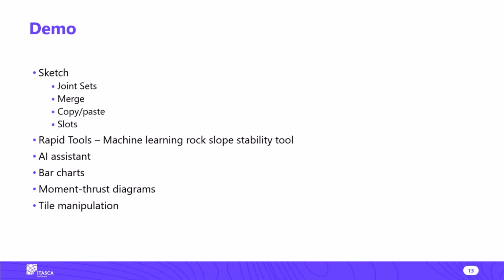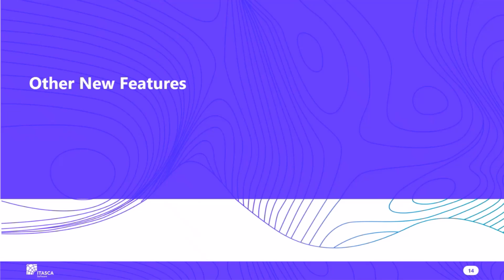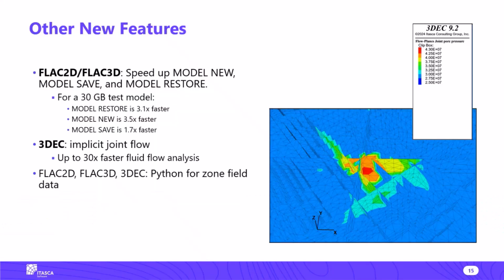So here's all the things I talked about: the joint set maker and sketch, the rapid tools, the AI assistant, the bar charts, moment thrust diagrams, tile manipulation. Just a couple of other things to finish off here. We've had people asking us about speeding up the model new and the model restore. A lot of our own consultants like to restore a model and create plots, and then restore the next stage and create plots, and restore the next stage and create plots. And when you have these big 10 million zone models, that can take quite a long time. So we spent some time trying to figure out how to speed up the model new and the model restore.